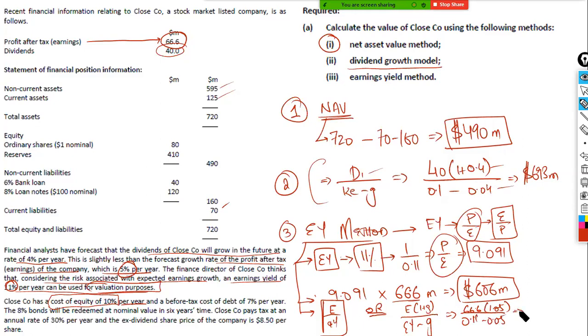In that case, your answer would have been $1166 million. Both the answers were acceptable. This one or this one. This is with growth. This is without growth. Both the answers were acceptable by the examiner.